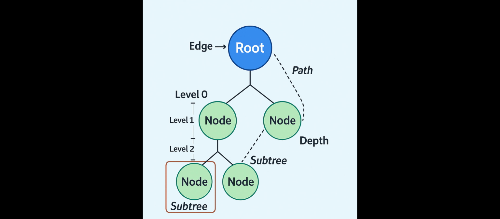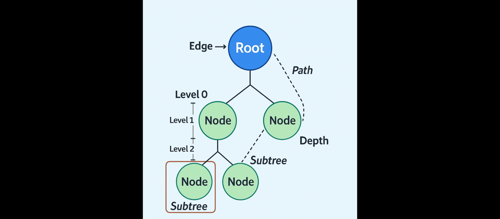Level. The level of a node is the number of edges from the root to that node. Root is at level 0. Its children are level 1. Their children are level 2 and so on.